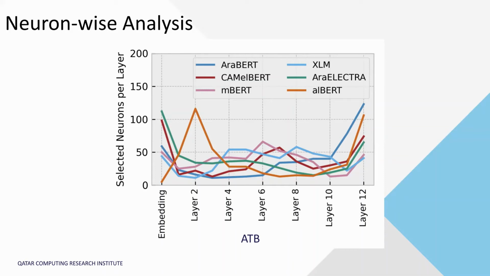Like for example, ALBERT has a different architecture and it does replicate layers, so that's why it behaves differently. But for the other ones, we can see more or less the same trend: the embedding layer is the largest, and the deeper you go, the fewer neurons are involved in the task. And at the end, the top layer fans out and has more neurons.